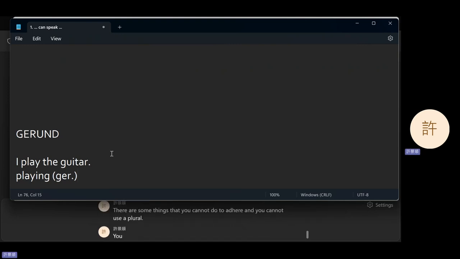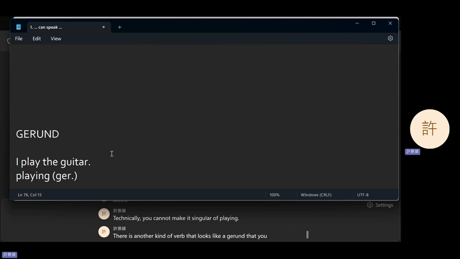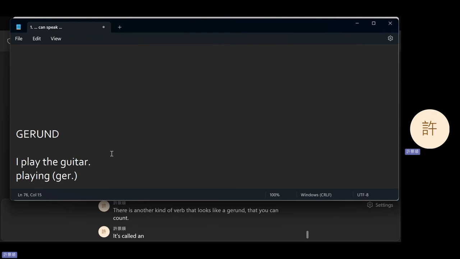Technically, you cannot make it singular, a playing. There's another kind of verb that looks like a gerund that you can count. It's called an action noun. But technically, you cannot make gerunds countable.